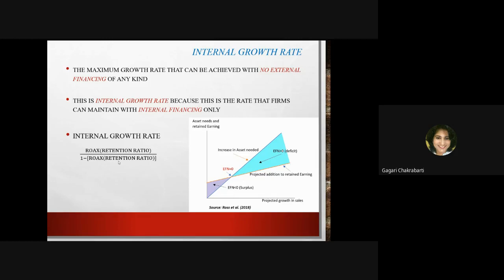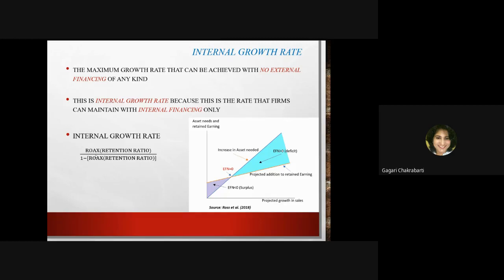So given the data, you can always find out the internal growth rate. Whether it is sufficient for the firm to achieve that or not, what is most important is not the retention ratio, of course, it is the ROA. Suppose your ROA is very low, then you will have to have a very high retention ratio to achieve this internal growth rate. But if your ROA is quite high, then probably your retention ratio may not be that high. Okay, so that is how the internal growth rate is defined.